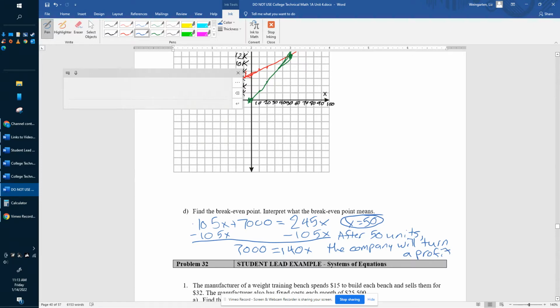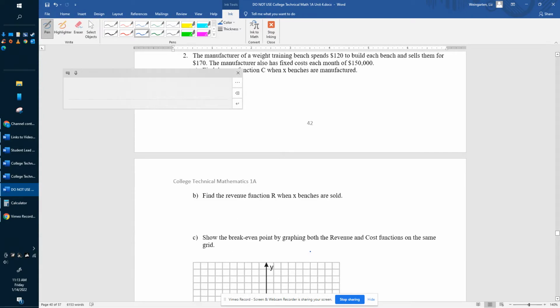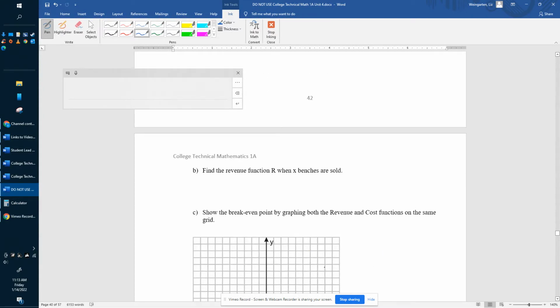So take a look at problem 32. There's a couple of problems like this in here, and I will meet you back to talk about the next section.